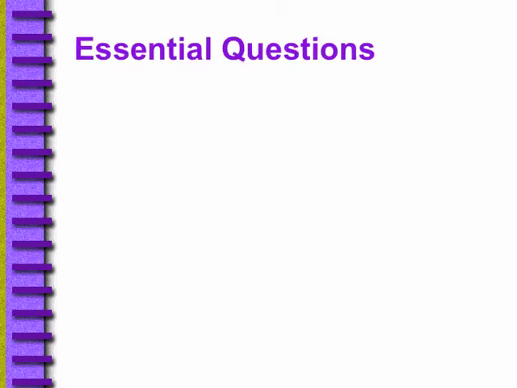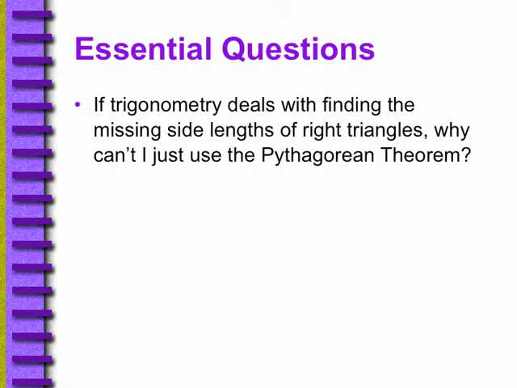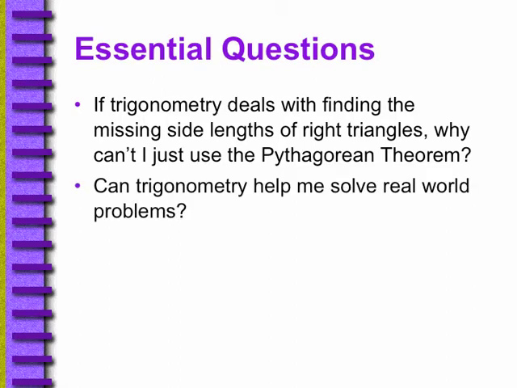You have two essential questions. If trigonometry deals with finding the missing side lengths of right triangles, why can't I just use the Pythagorean theorem? Can trigonometry help me solve real-world problems?